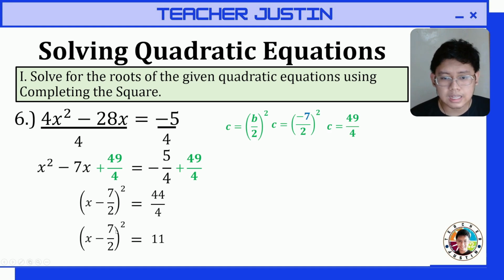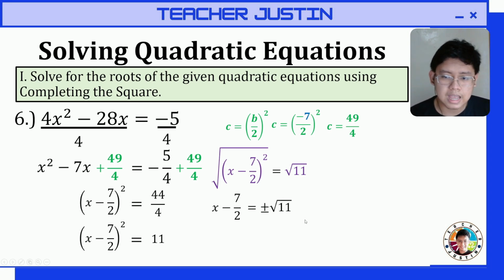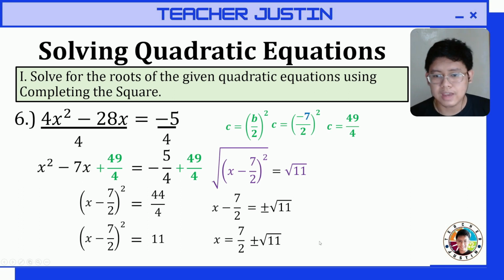Okay, let's get the square root of both sides to remove the exponent. That will give us x minus 7 over 2, and we get the square root of 11. So, since we can't simplify it further, that will just be plus or minus square root of 11. Then, let's transfer negative 7 over 2 to the other side. Changing the sign, that will be 7 over 2 plus or minus square root of 11.